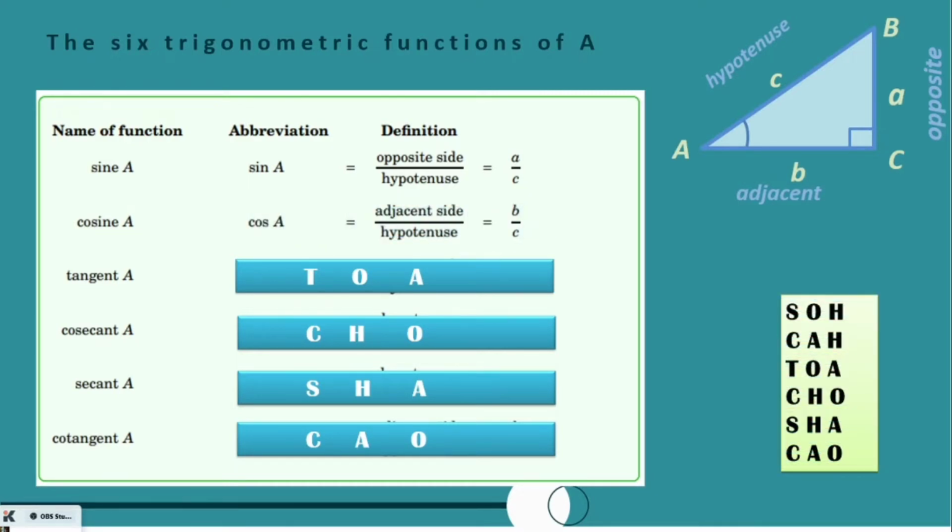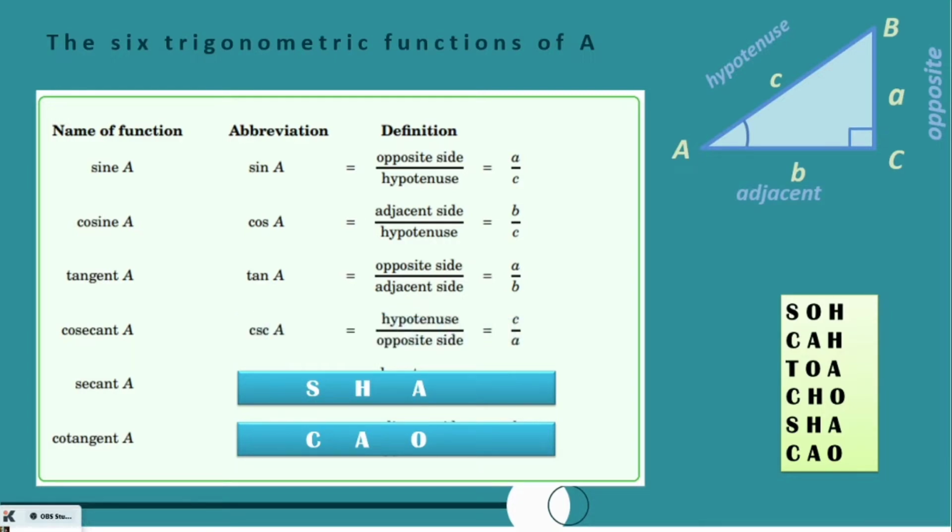That's cosine A is equal to the adjacent side, which is b, over the hypotenuse, which is c. And for tangent A, we have TOA. Thus tangent A is equal to the opposite side, a, over the adjacent side, which is b. Then for cosecant, we have CHO. That's cosecant A is equal to the hypotenuse, which is c, over the opposite side of angle A, which is a.